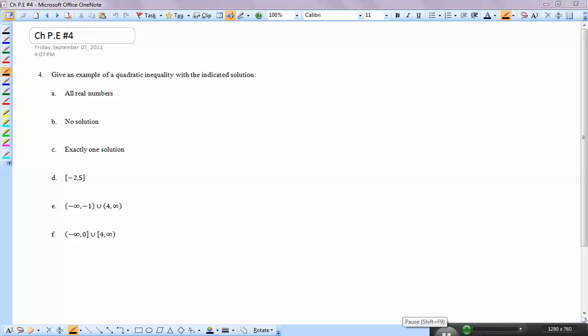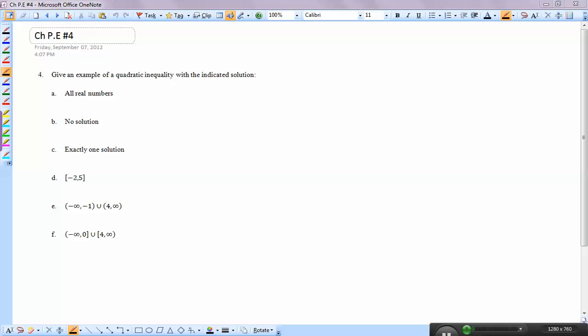Okay, so let's look at chapter PE number 4. We need examples of quadratic inequalities with all these different types of solutions. So it's almost like working backwards now. I give you the answer and you've got to give me an actual inequality that works. And it's got to be quadratic.